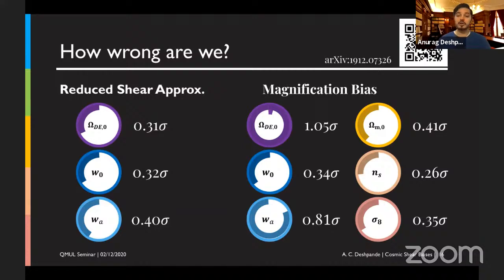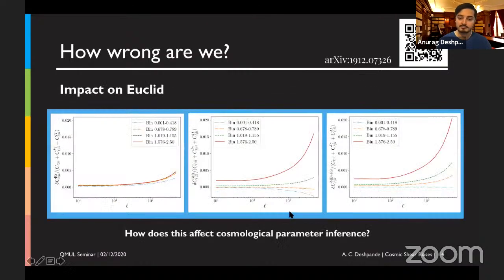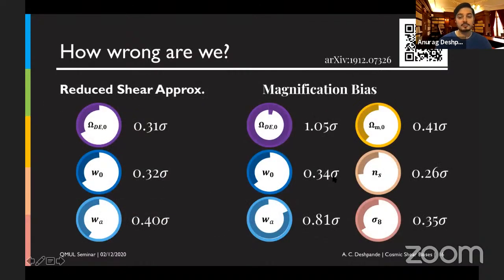But then when we go to magnification bias, it's much worse because, of course, the magnification bias correction was larger. And what we see is that now not only are the dark energy parameters biased, but also now omega m, the spectral index, and sigma 8, which is essentially the amplitude of the matter power spectrum, are also significantly biased. So basically, we do need to take both of these corrections into account going forward.